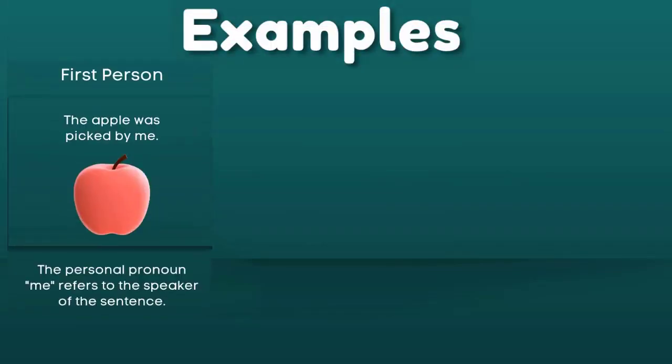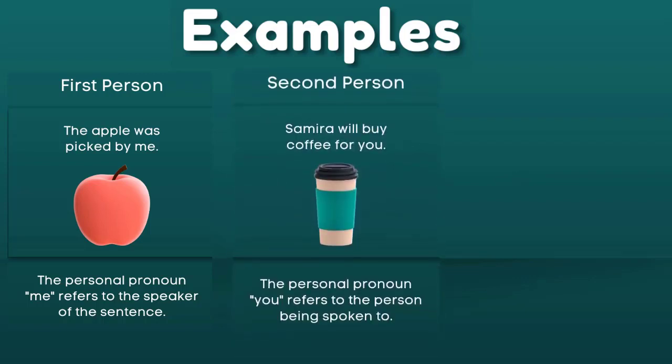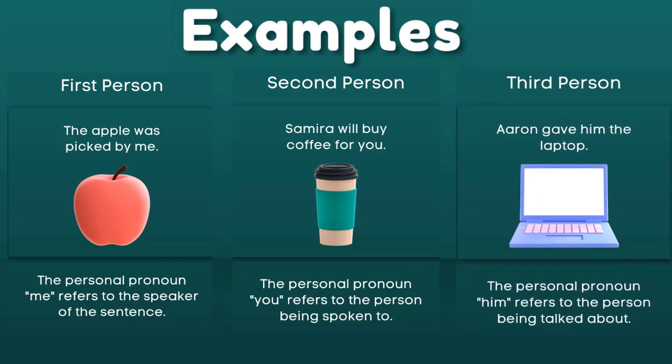Examples. First person: the apple was picked by me. The personal pronoun, me, refers to the speaker of the sentence. Second person: Samira will buy coffee for you. The personal pronoun, you, refers to the person being spoken to. Third person: Aaron gave him the laptop. The personal pronoun, him, refers to the person being talked about.